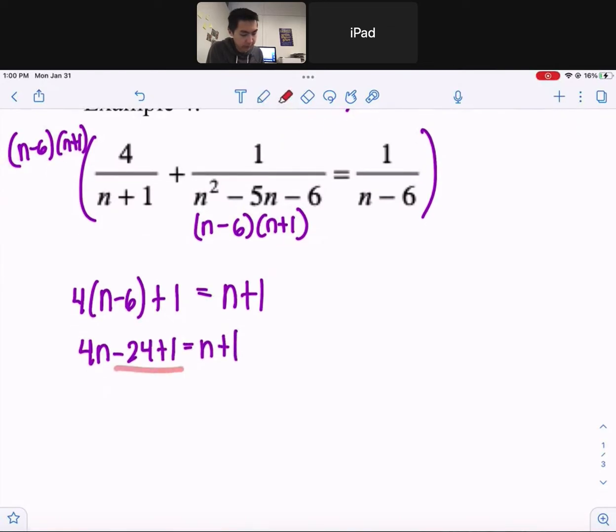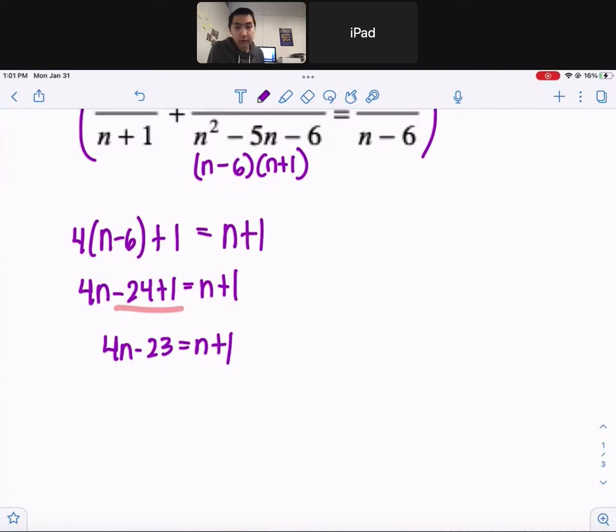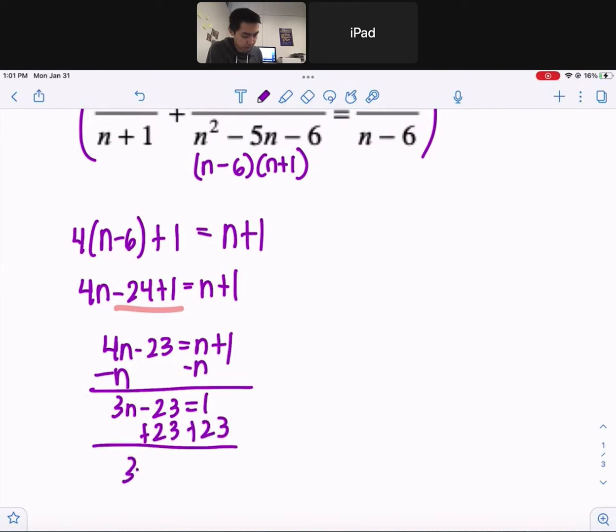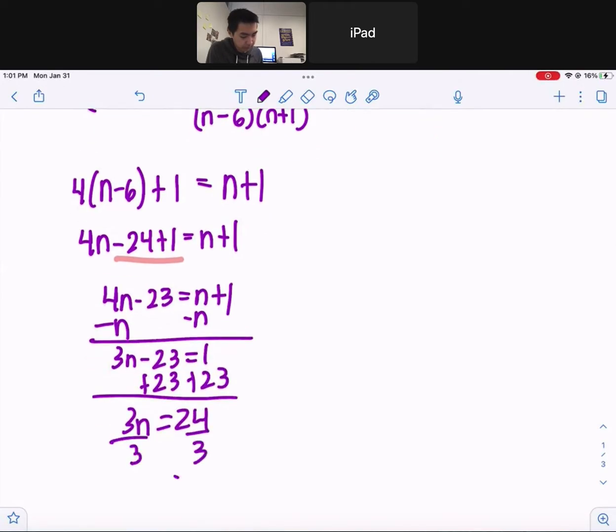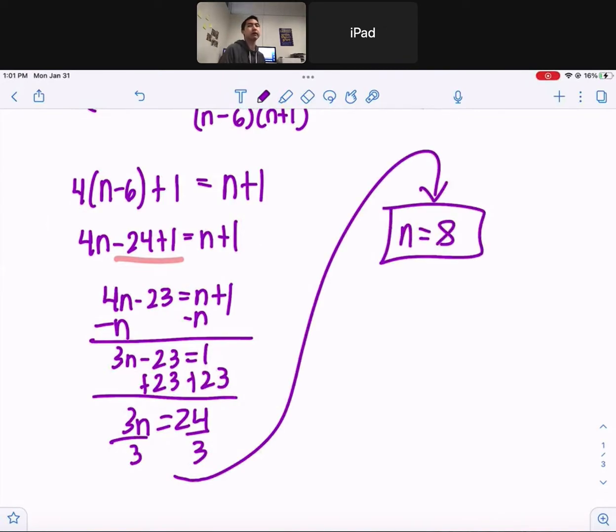Let's combine these like terms, you guys, for 4n minus 23 equals n plus 1. Now let's get variables on one side and constants on the other. I'm going to move the n to this side to get 3n minus 23 equals 1, and add the 23 to this side so that we get constants on the other side. Divide both by 3 and n is going to equal 8.